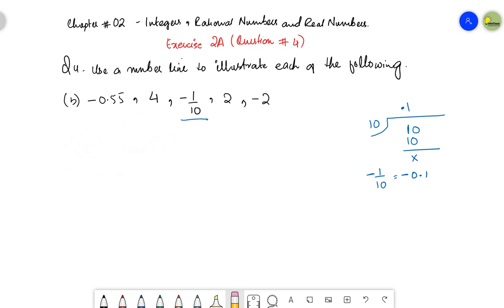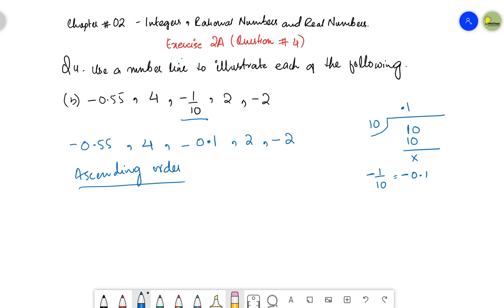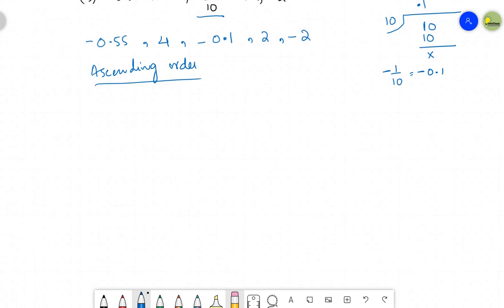So now I can have the values minus 0.554, minus 0.12 and minus 2. Now the second step would be just arrange these values in an ascending order. Why? Because it will be easier for you to plot these values on a number line when you arrange all these numbers in ascending order. Because we already know that in a number line, the numbers are arranged in ascending order from smaller to bigger. So let's do that.